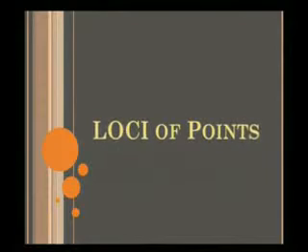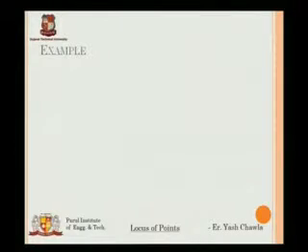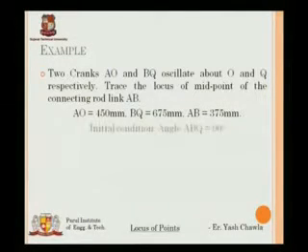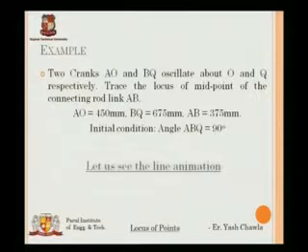Loci of points, this is what the topic is, some more solved examples. Now, as I always say, we should read the problem very carefully before starting the solution. So let's read the problem first and then we will see the line animation. 2 cranks AO and BQ oscillate about O and Q. Now this particular sentence says that there are 2 cranks, one is AO, the other one is BQ. The first, AO, has its center O and the second, BQ, has its center Q.